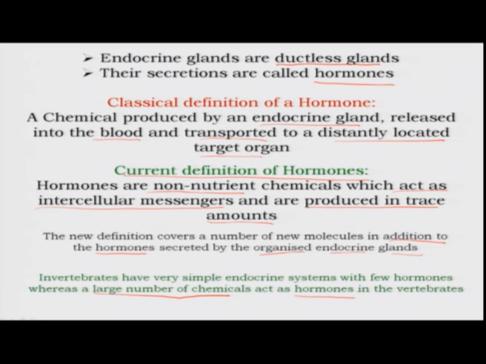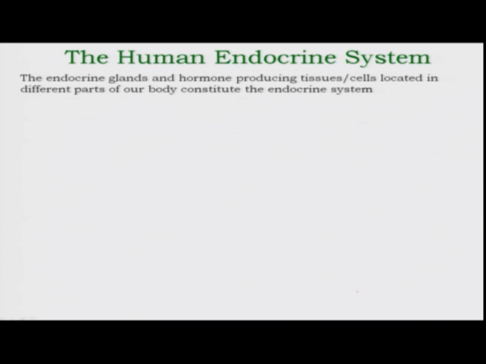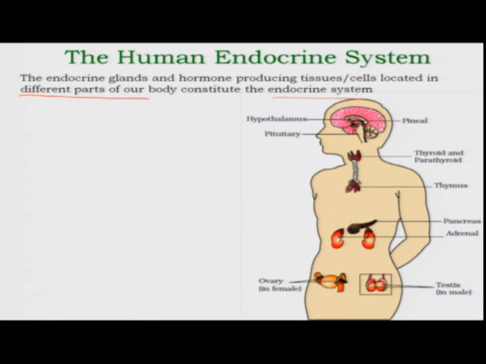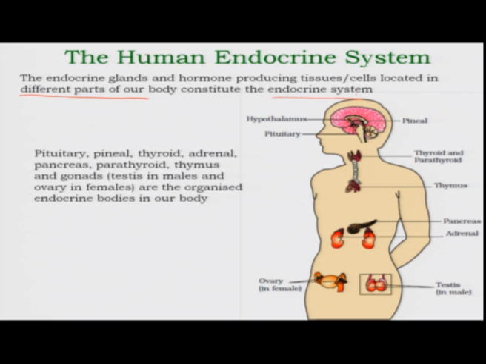Let us learn more about these hormones in more detail. Since we are going to study the human endocrine system, there are several endocrine glands that produce hormones, and some of these are not glands but tissues or cells located in different parts of the body, which together constitute the endocrine system, and this is depicted in the diagram that I am showing you here. There are many different tissues and organs which come under this endocrine system, and we will discuss all of them one by one. You may have heard of many of these.